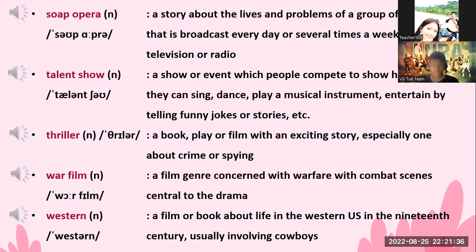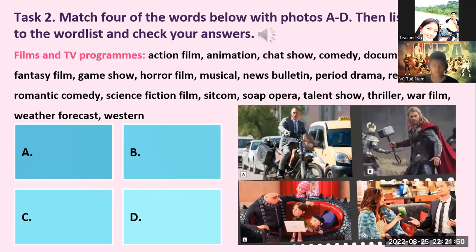Okay, now do you have any questions about these vocabulary words, Nam? No, I don't have any questions. All right, since you don't have any questions, let's move on to task number 2.